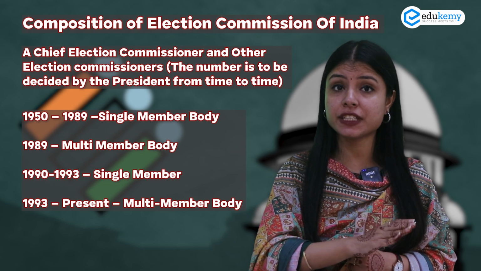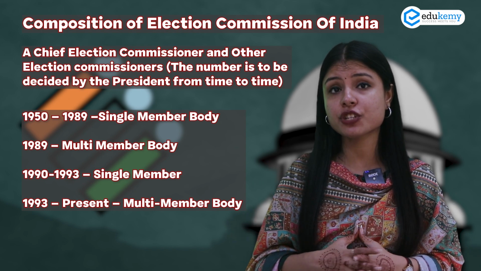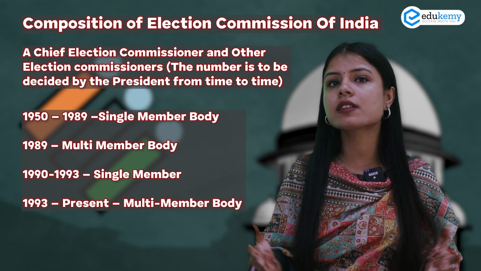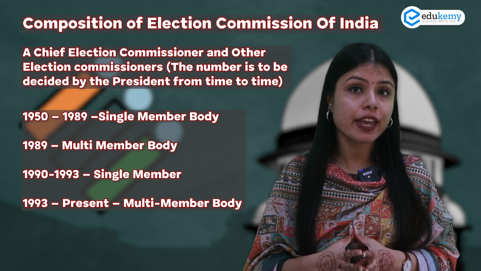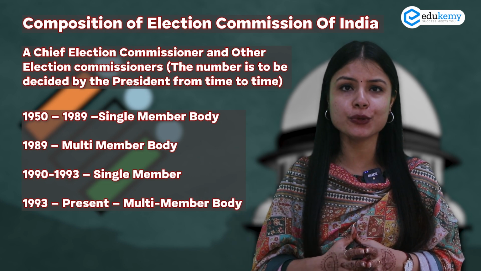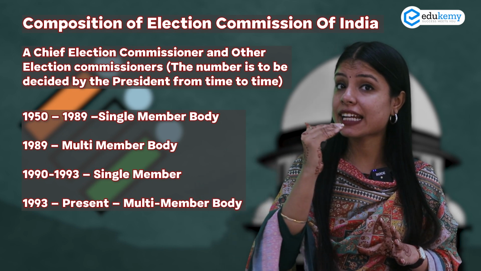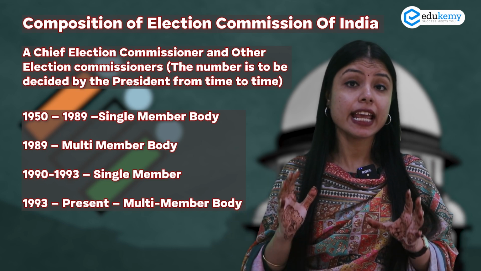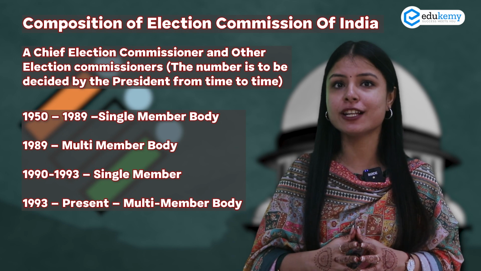Now remember, from 1950 to 1989, Election Commission was a single member body. But then a revolutionary change happened and the voting age was lowered from 21 years to 18 years. Now this was critical because suddenly the amount of work that came to Election Commission was huge, and therefore the Election Commission was converted into a multi-member body. But then again the number was reduced. 1990 to 93, it again became a single member body, and from 1993 till today, it is a multi-member body. So remember, as of today, Election Commission is a multi-member body. There is one chairperson and two other additional members.